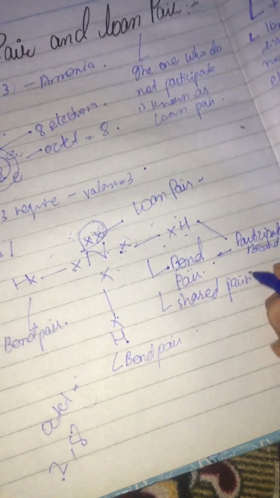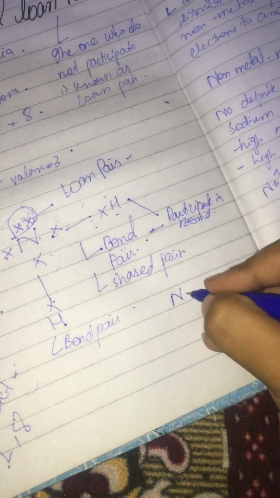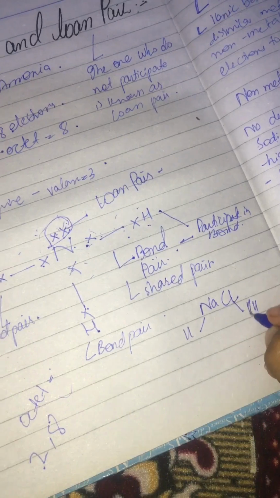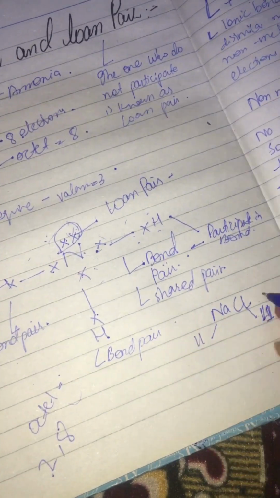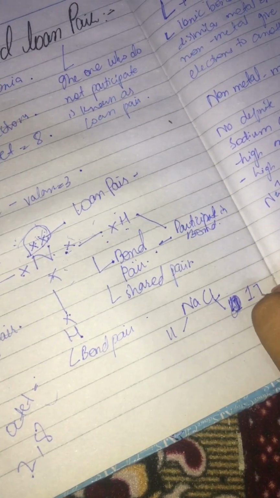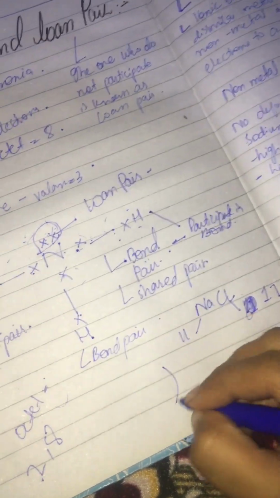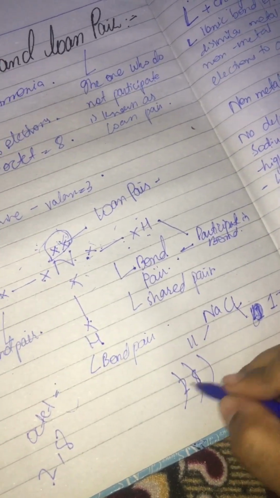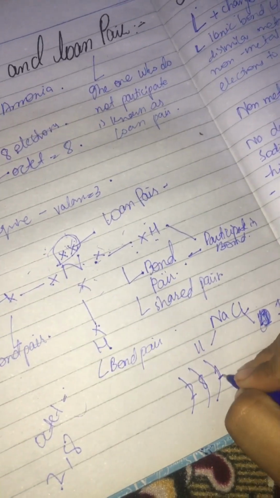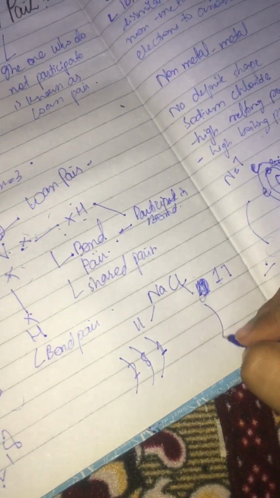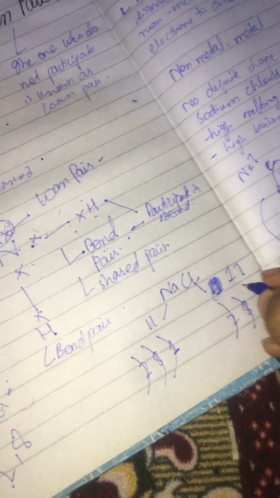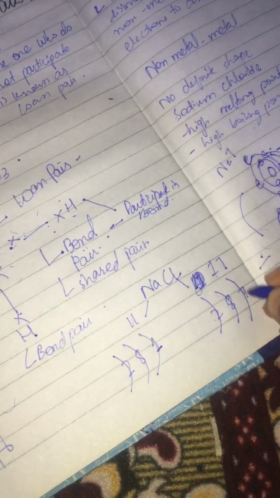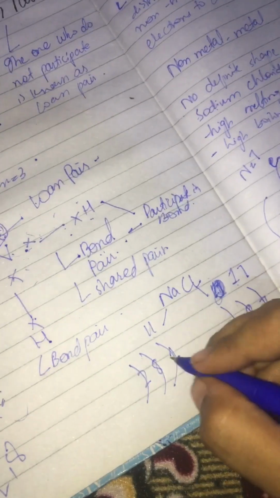Now if you take the example of NaCl, Na has atomic number 11 and Cl has atomic number 17. For 11, the first shell has 2, the second has 8, and the third has 1. For 17, the first has 2, the second has 8, and the third has 7. So Na has 1 in its valence shell, while Cl requires 1 to complete its valence shell.